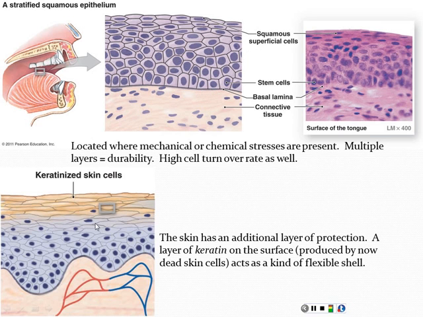Now, in the skin, we have stratified squamous epithelium, but it's keratinized. And what that means is covering the living cells down here is a layer of dead cells that are full of a very hard and dense protein called keratin. So the skin is a stratified squamous epithelium that has a keratin coat on top. So we call it a keratinized stratified squamous epithelium.